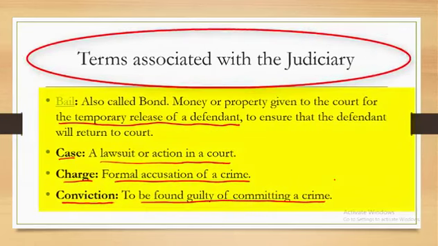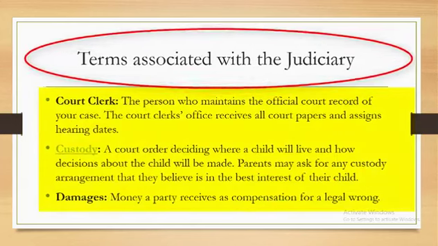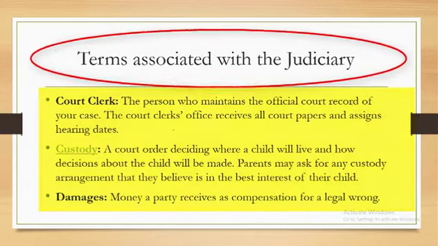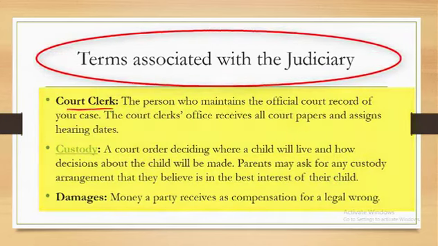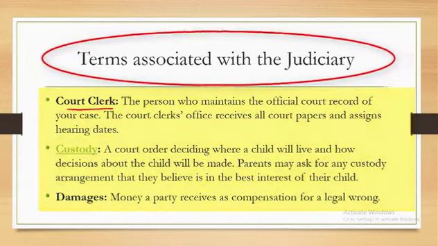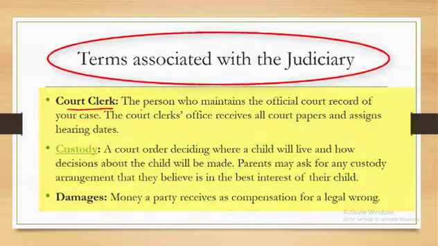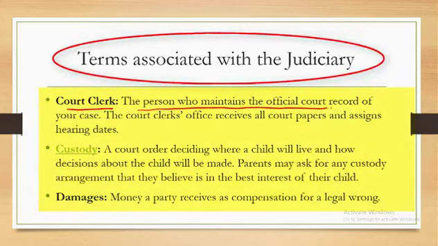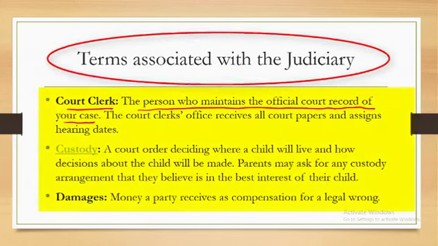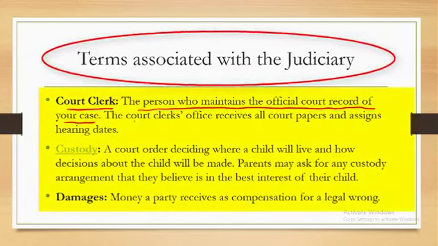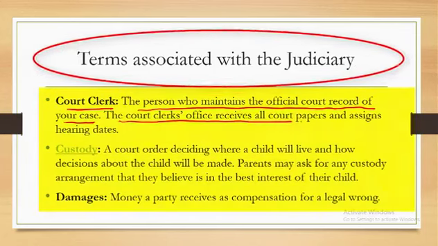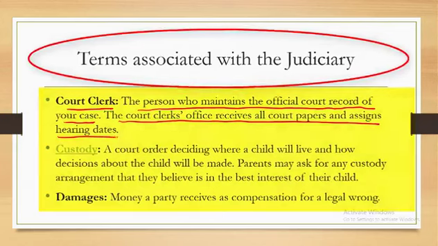So when you say this person is a convict or has been convicted, it means the person has been found guilty as charged. Then we have who you call the court clerk. The court clerk is a person who maintains the official protocols in the court during its session. You hear somebody say order, that's the court clerk. He or she receives all the court papers and hearing dates. So there are protocols to be observed in a courtroom or during a court session.